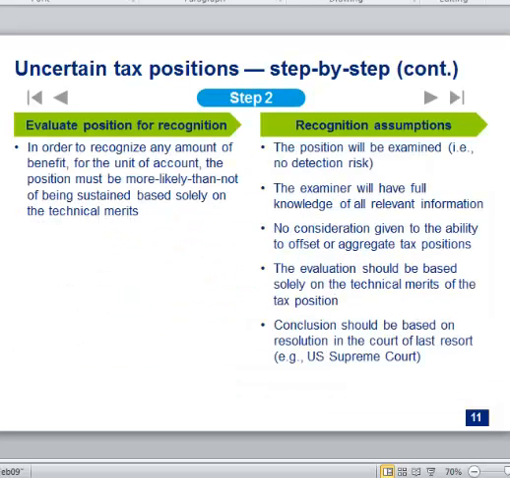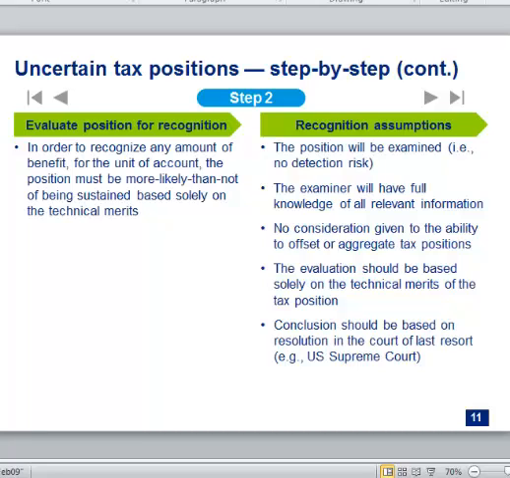Okay. So I'm going to skip the identifying a position discussion and hop right to the recognition step. Like I was saying, there's really two key steps in the process of evaluating uncertain positions. And when you go to this recognition step, the thing that I want to add incrementally to what I already said was the bullets that are on the right-hand side of the slide.